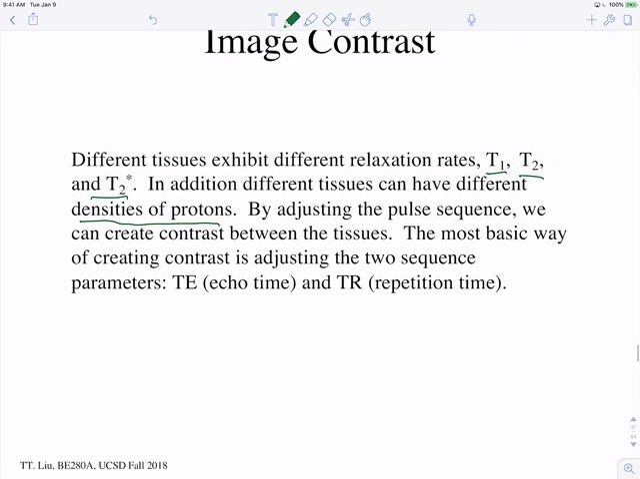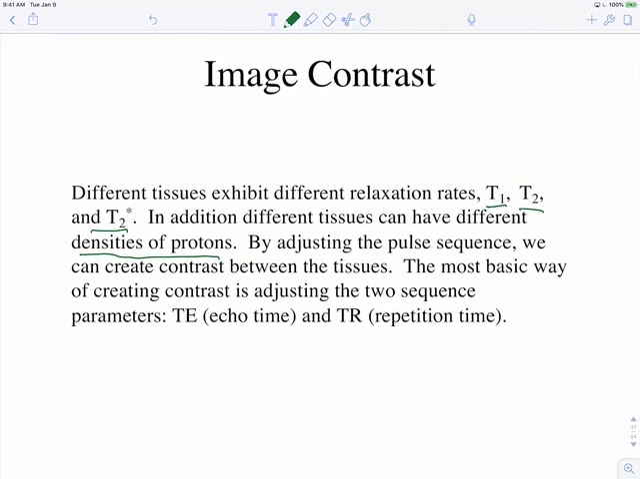So we're going to create the contrast for now by adjusting two parameters: TE, which stands for echo time, and TR, which stands for repetition time. All right. In future lectures, we're going to talk about lots of other types of contrast, but for now, we're just going to focus on these two parameters here.